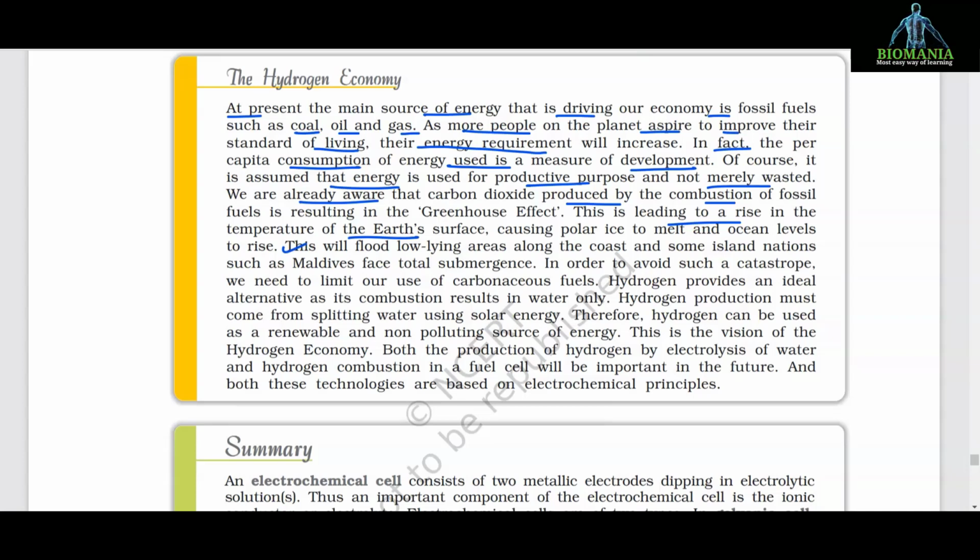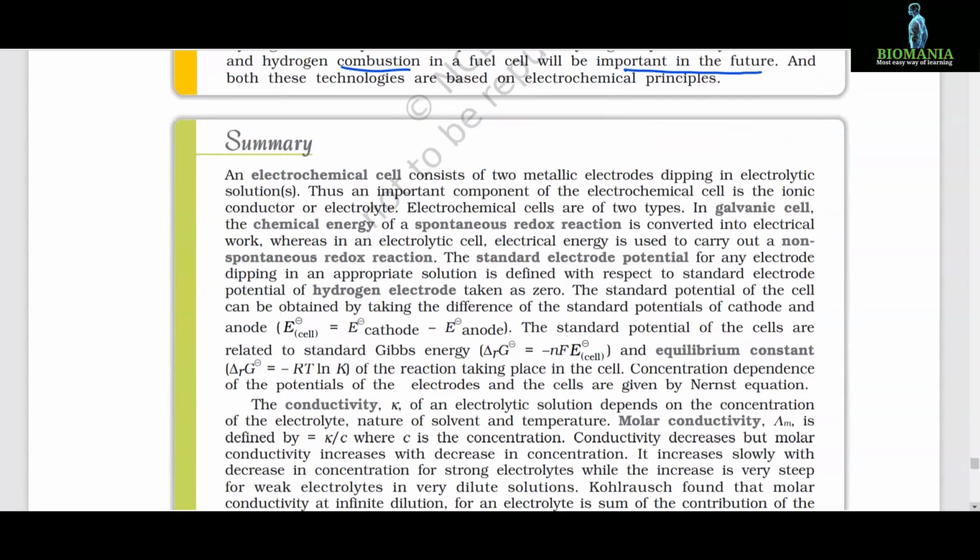Hydrogen provides an ideal alternative as its combustion results in water only. Hydrogen production must come from splitting water using solar energy. Therefore, hydrogen can be used as a renewable and non-polluting source of energy. This is the vision of the hydrogen economy. Both the production of hydrogen by electrolysis of water and hydrogen combustion in a fuel cell will be important in the future, and both these technologies are based on electrochemical principle.